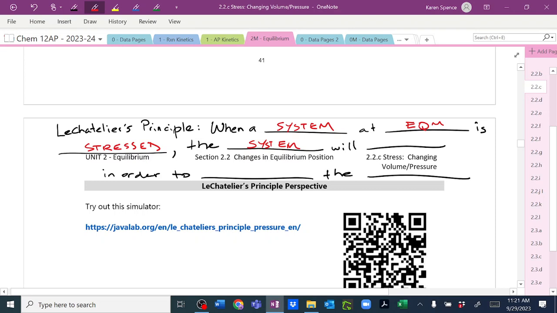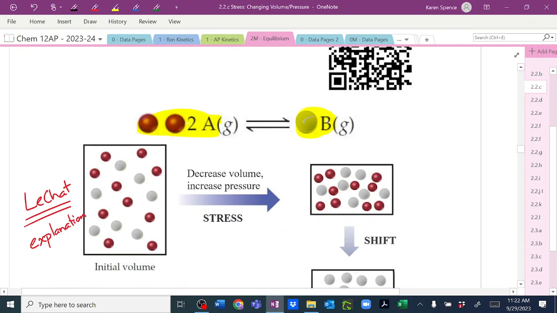The system will shift in order to minimize the stress. Whoops, I can't spell. And I can't put a line where I can actually write on it, apparently. So this explanation that we are doing here is no longer a rate explanation. This is a Le Chatelier explanation.